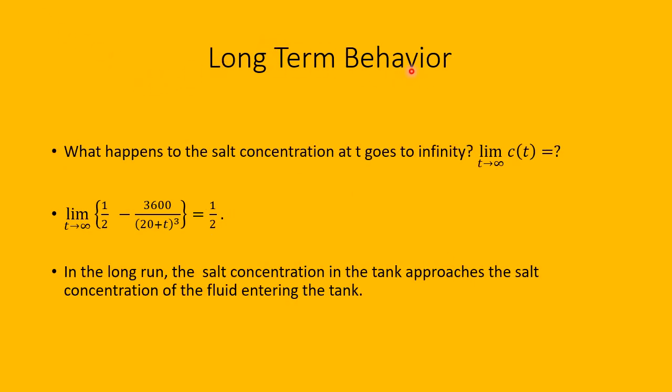So let's talk about long-term behavior in this problem. What happens to the salt concentration as t goes to infinity? What is the limit as t goes to infinity of c of t? Well, c of t, remember, was 1/2 minus 3600 over 20 plus t quantity cubed. And as t goes to infinity, this denominator goes to infinity. So 3600 divided by denominators that get huge goes to 0.